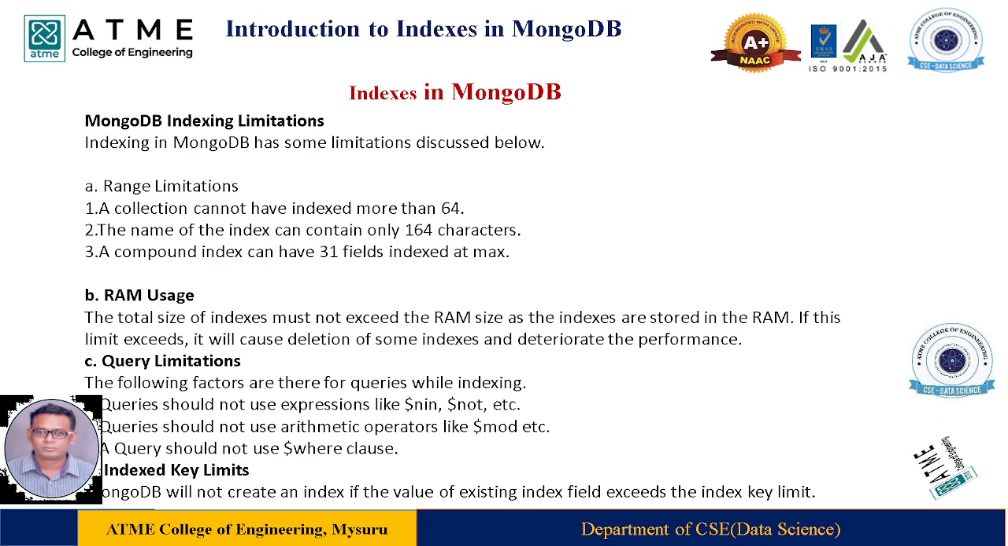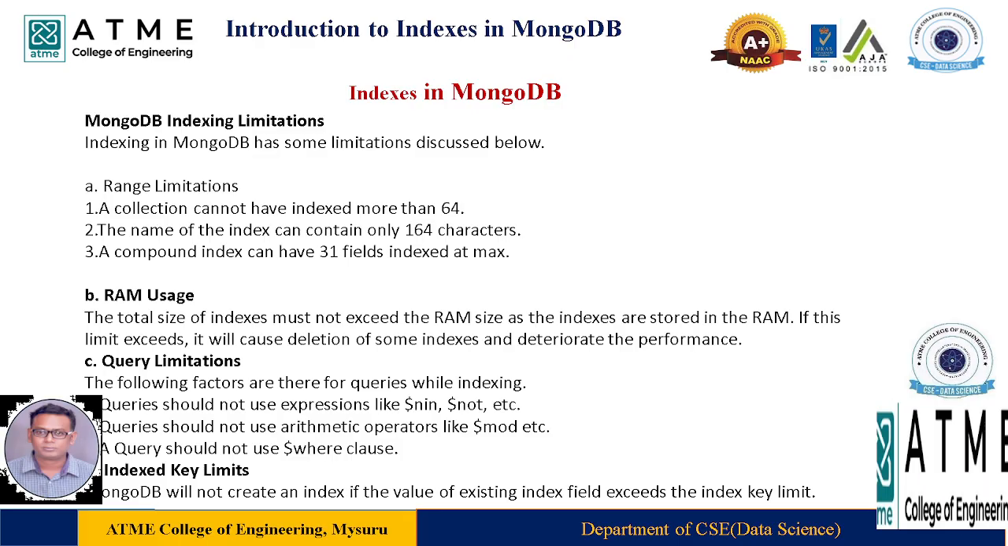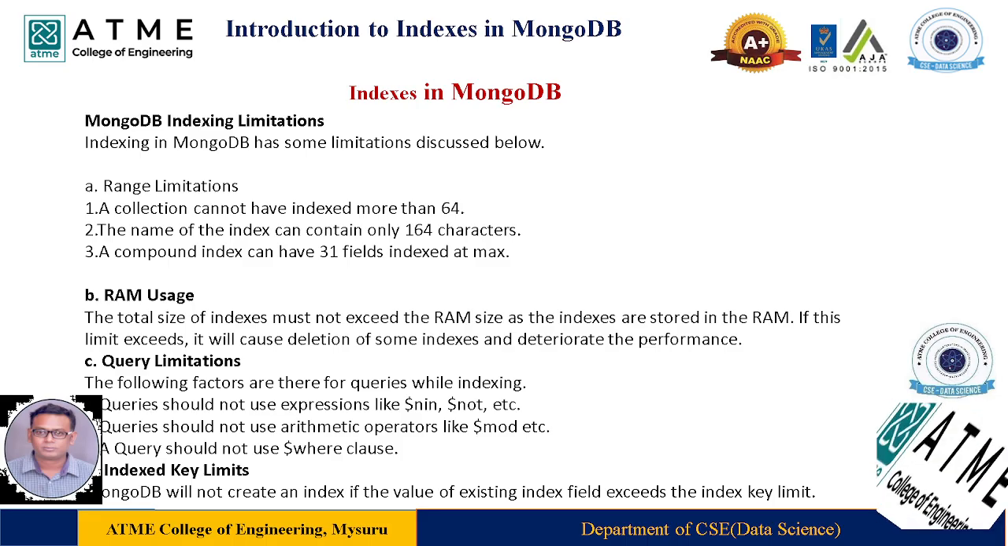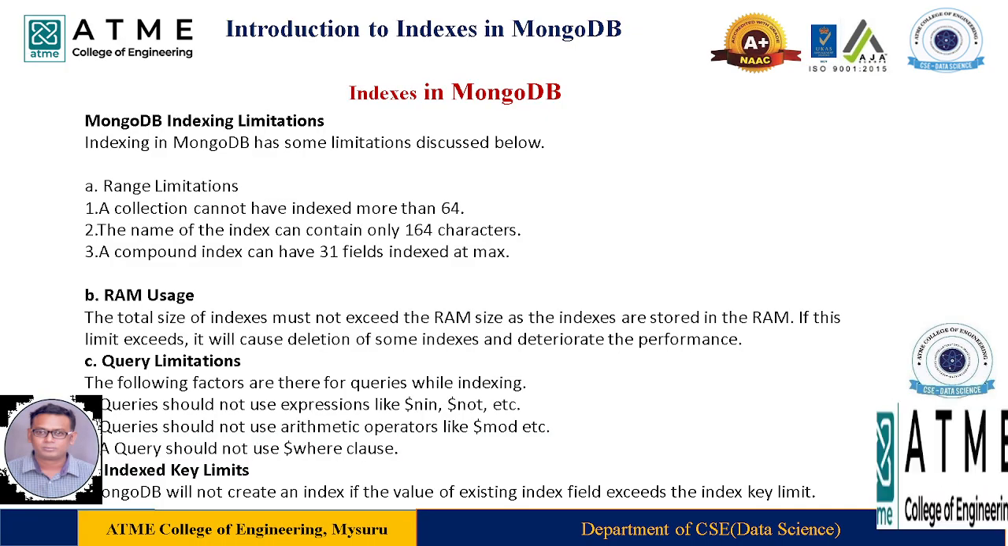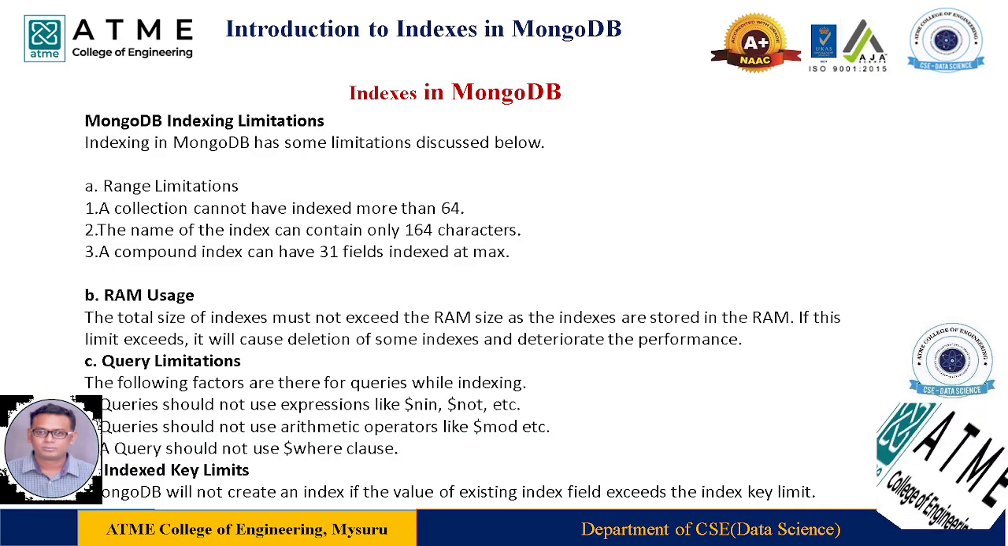So indexing will come to what are the limitations of indexes. So range limitation. A collection cannot have more than 64 indexes. The name of the index can contain only 164 characters. A compound index can have only 31 fields indexed at max. So next is RAM usage. The total size of indexes must not exceed the RAM size as indexes are stored in RAM. If this limit is exceeded, it will cause deletion of some indexes and deteriorate performance.